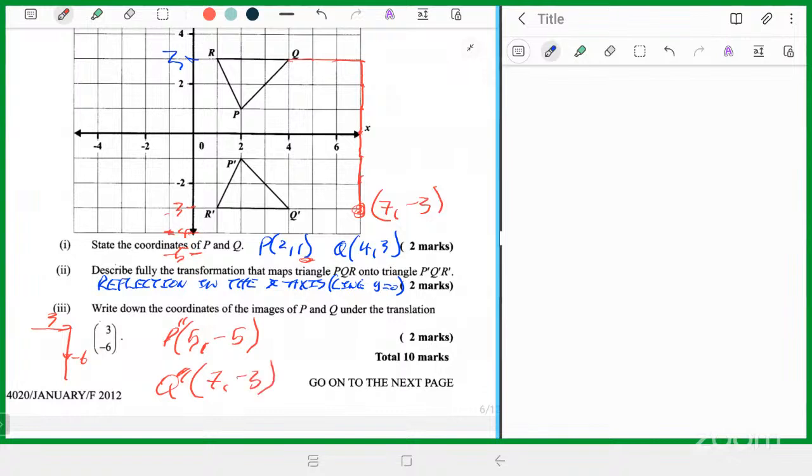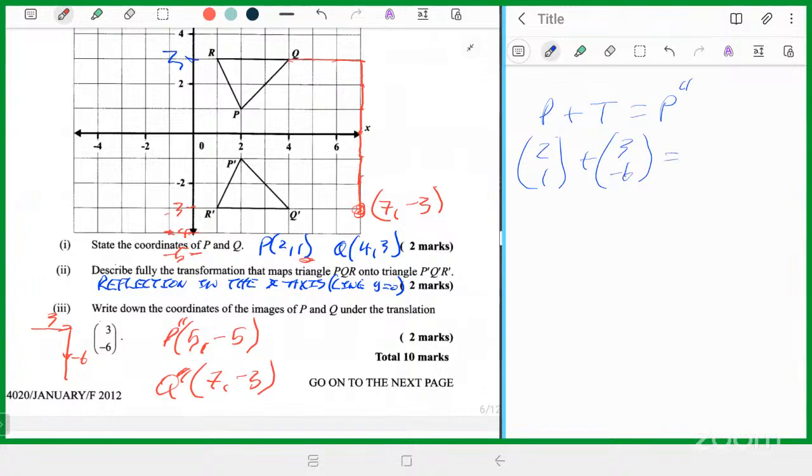Well, let's calculate. Let's use a calculation method. Applying the translation, P plus the translation will be equal to that P double prime point. P is 2, 1, and you're adding the translation of 3, -6. This plus that is 5, and 1 minus 6 is -5. So you see, we get the same value that we did by construction over here. Based on that, P double prime will be 5, -5.